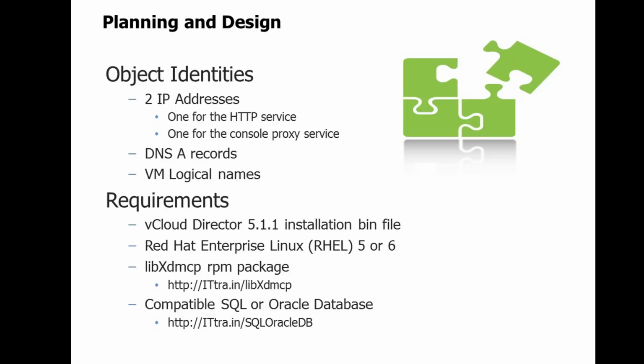We'll also need to grab a file called libxdmcp. It's an RPM package. Basically, this is something that vCloud Director is going to need to operate that Red Hat Enterprise Linux doesn't come with out of the box. And I've got one of those nice little short URLs you can use to go grab that.